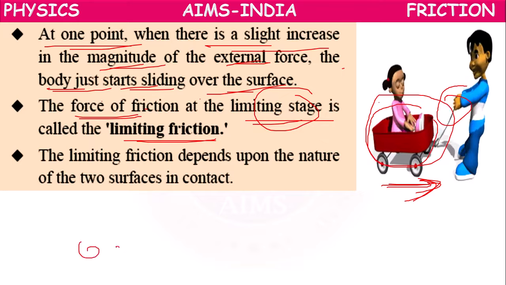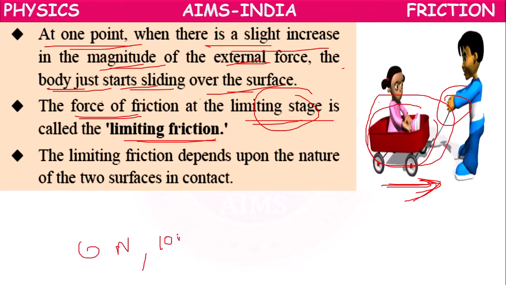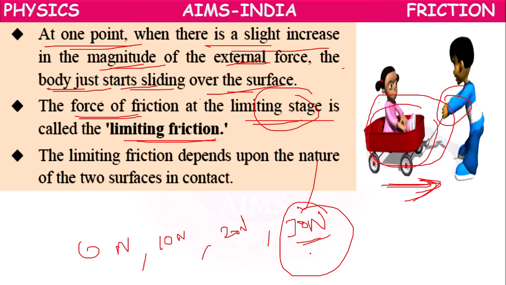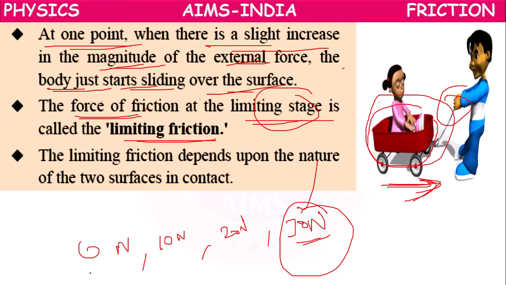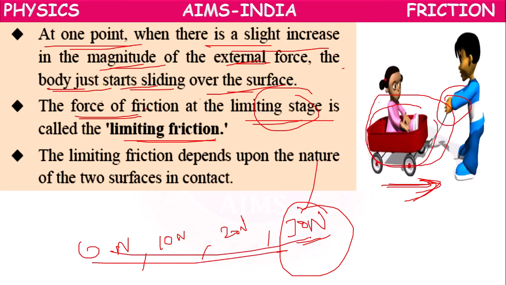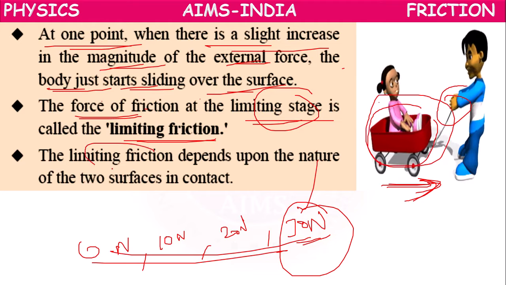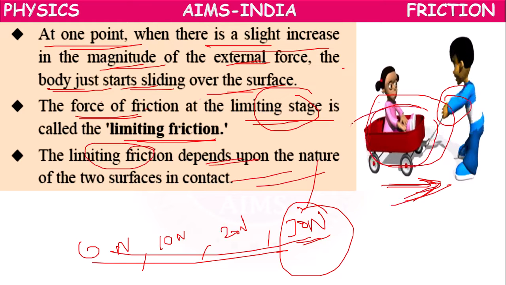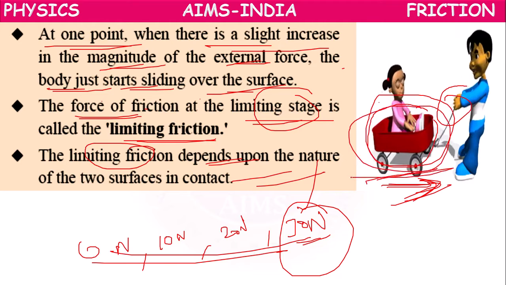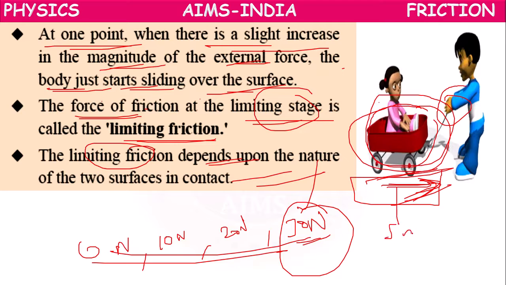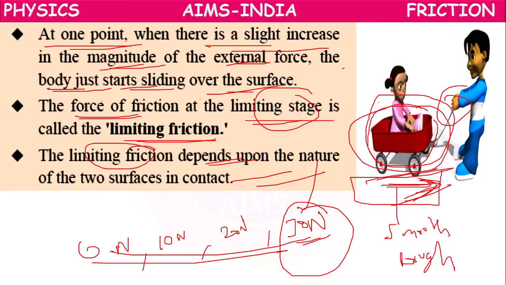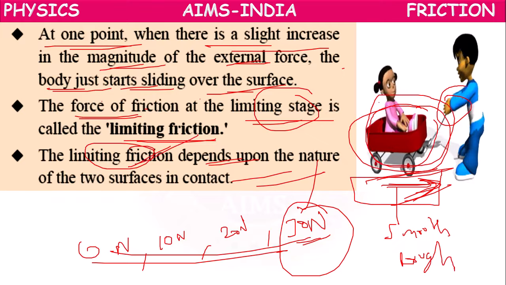If we start the force from 0 newtons, it is not moving; at 10 newtons not moving; at 20 newtons not moving; at 30 newtons it is ready to move. So this 30 newtons is considered as limiting friction, and up to 30 we have static friction. This limiting friction also depends on the nature of the surfaces, whether he is moving this small vehicle on a flat, smooth surface or on a rough surface like sand.